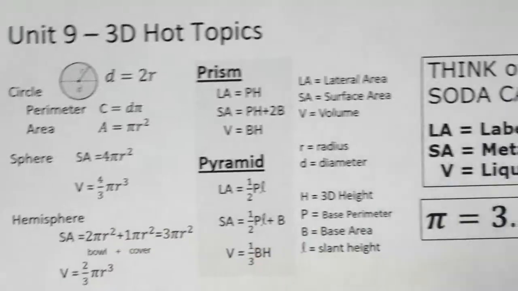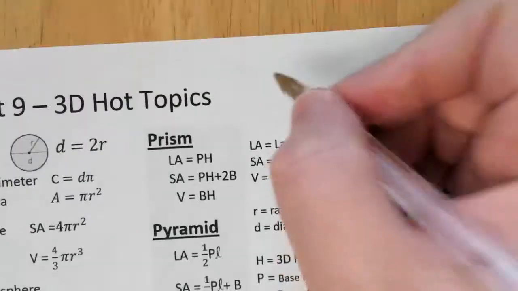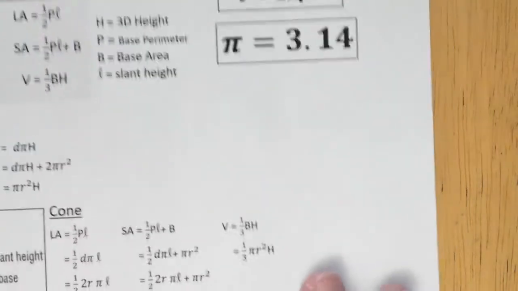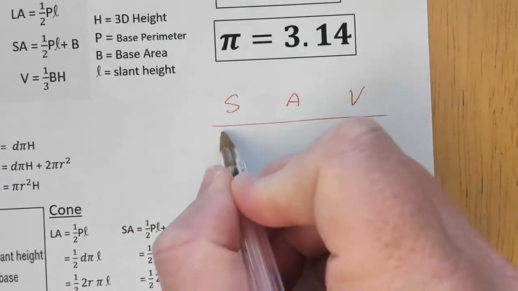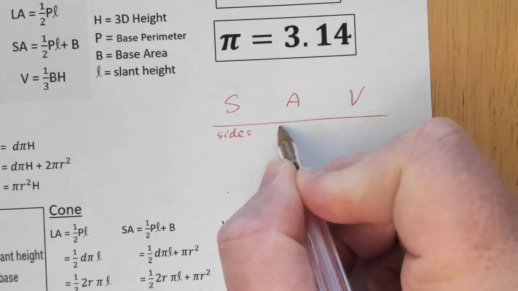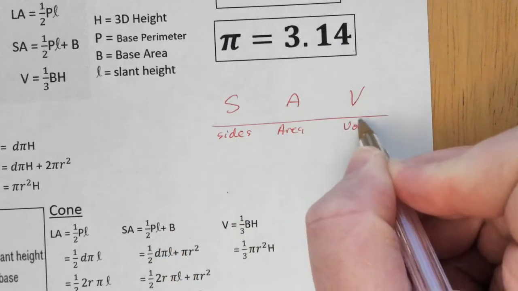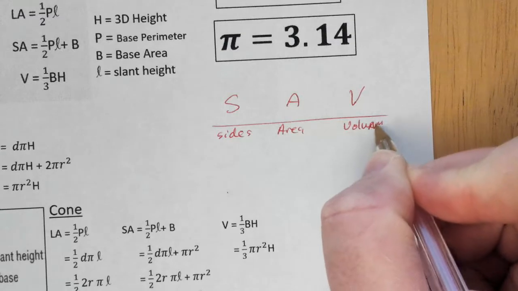And remember, the basic gist is, I can add this right here, the SAV. So these are sides, area, volume.